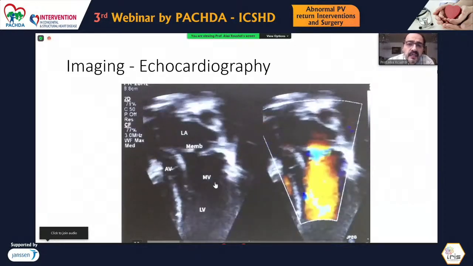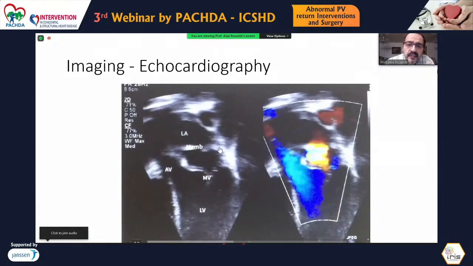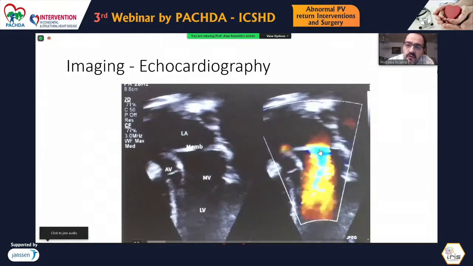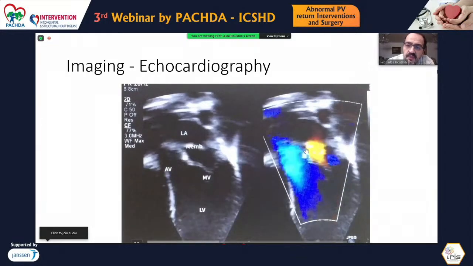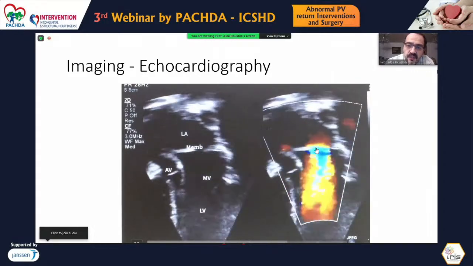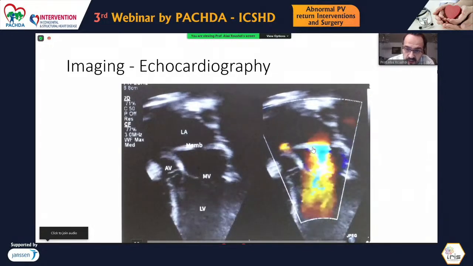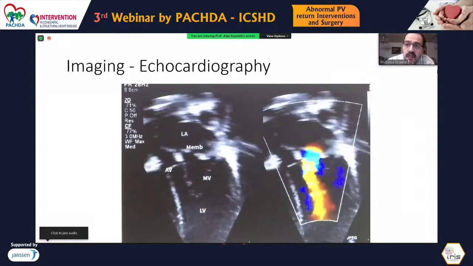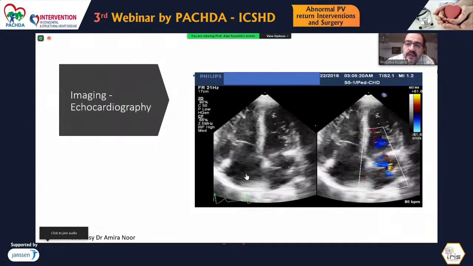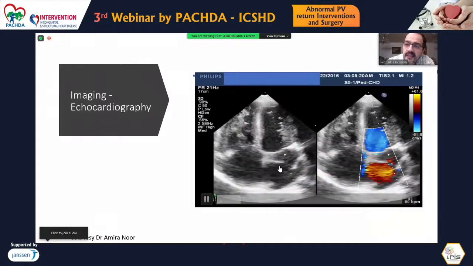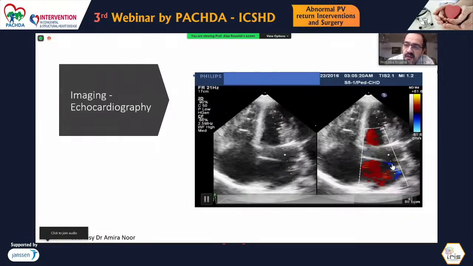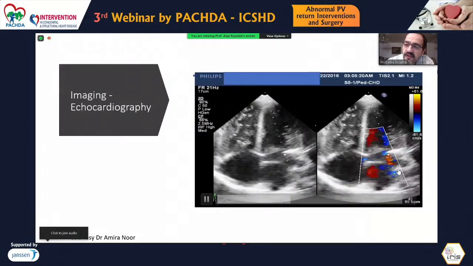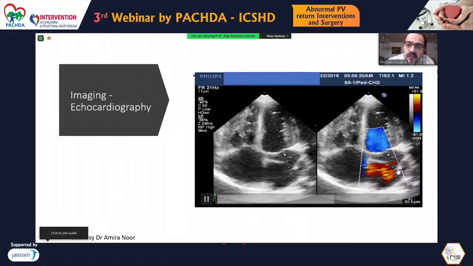And here is the four-chamber view. Here again, the membrane and the presence of a high turbulent jet denotes the presence of obstruction or narrow opening of this membrane, which is hemodynamically significant obstruction. Here is another case where the membrane has a very eccentric opening at its junction with the pulmonary vein ridge and left atrial appendage junction.